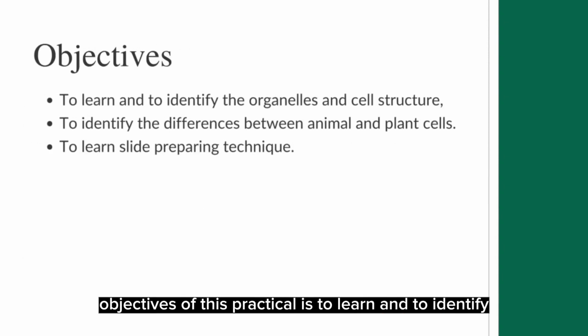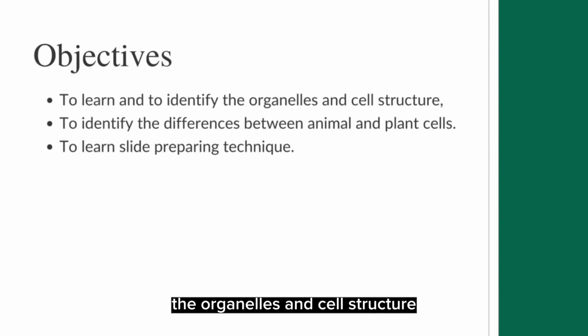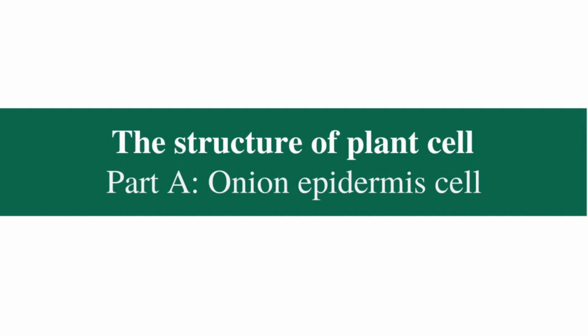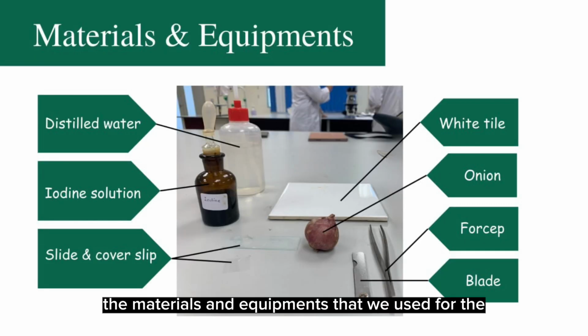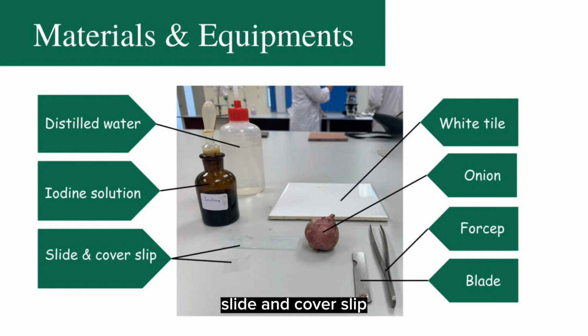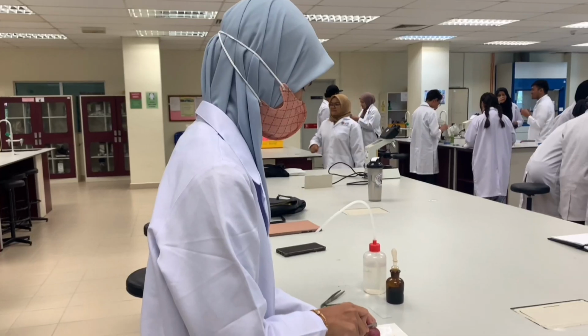The objectives of this practical are to learn and to identify the organelles and cell structure, to identify the differences between animal and plant cells, and to learn slide preparing techniques. The materials and equipment that we use for the experiment are distilled water, iodine solution, slide and cover slip, wet tile, onion, forceps, and blade.